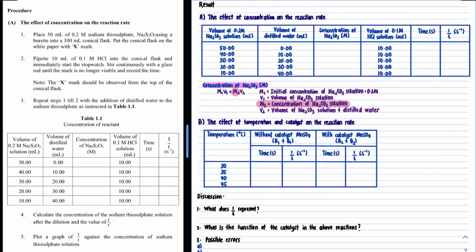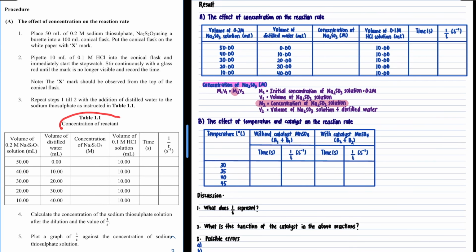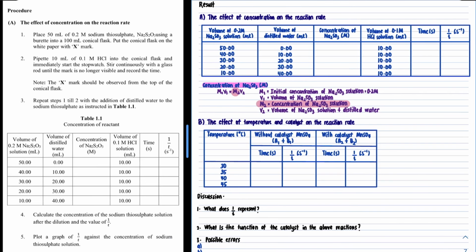Next, what you need to include is the result. Again, we're going to divide into two, part A, part B. Part A, the effect of concentration on the reaction rate. For the result itself, you're just going to copy paste this table 1.1 here. Based upon the experiment, the time recorded there, you're going to include it in this table, time, and then you can calculate the 1 over t here. Make sure again the time must be in seconds. Next is the concentration. Based on the table, we're going to fill up these two.